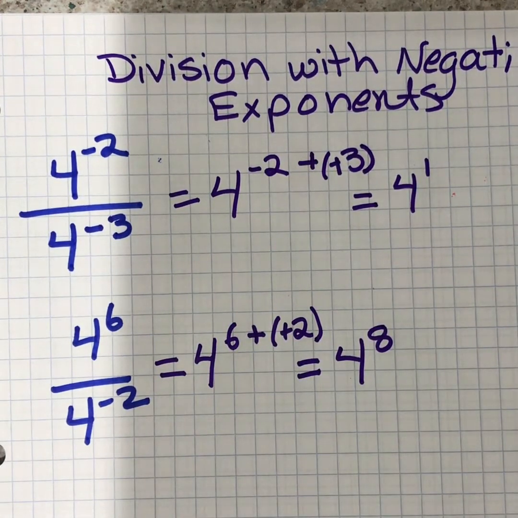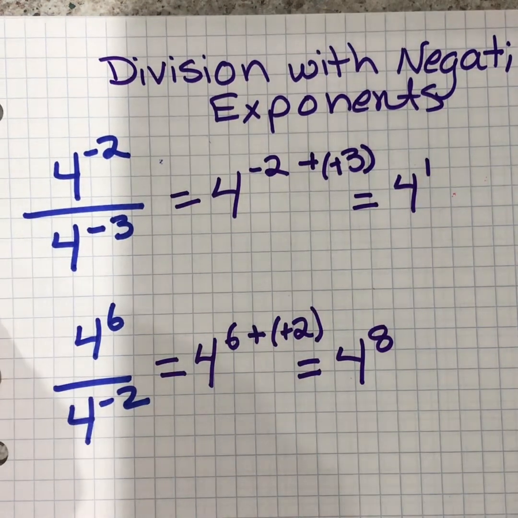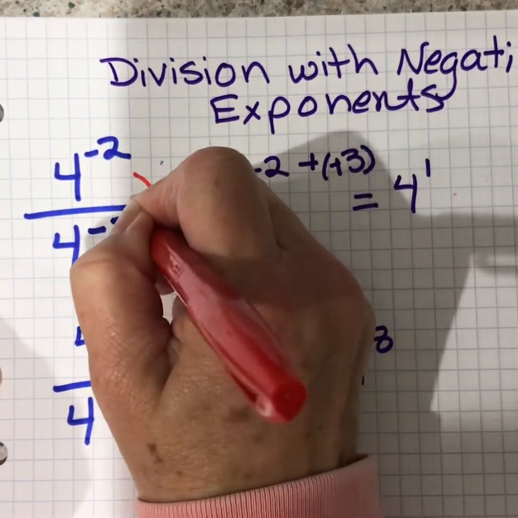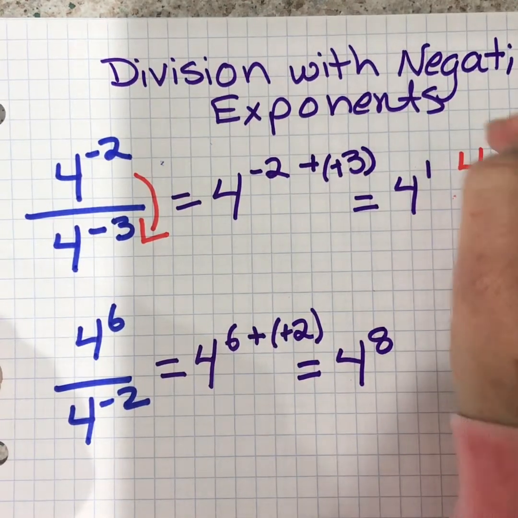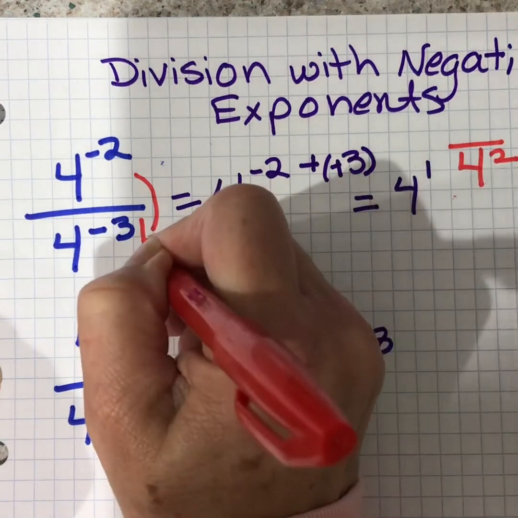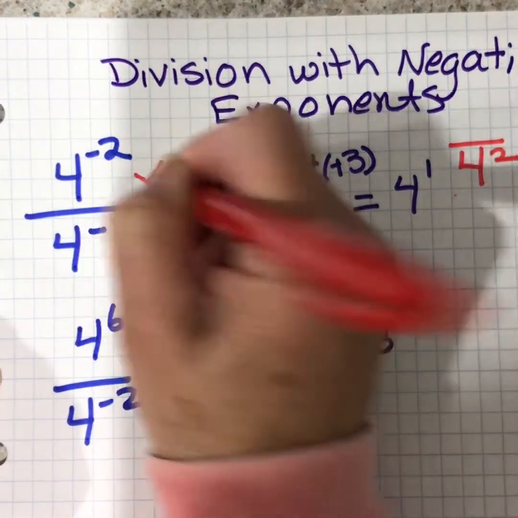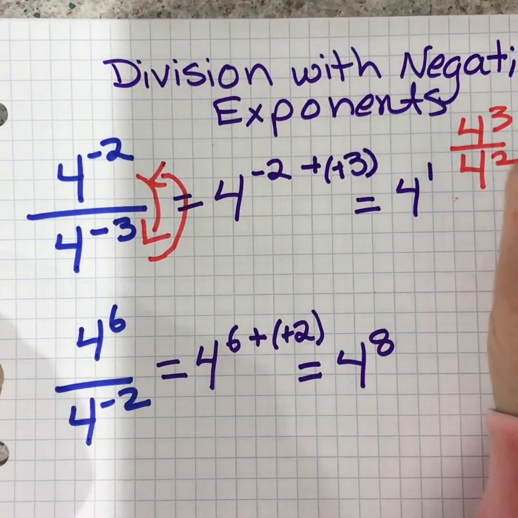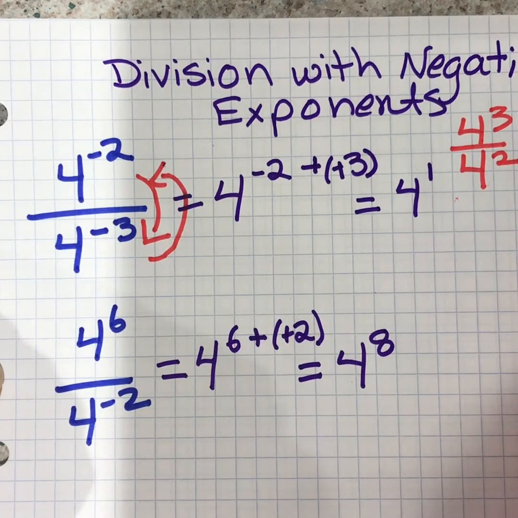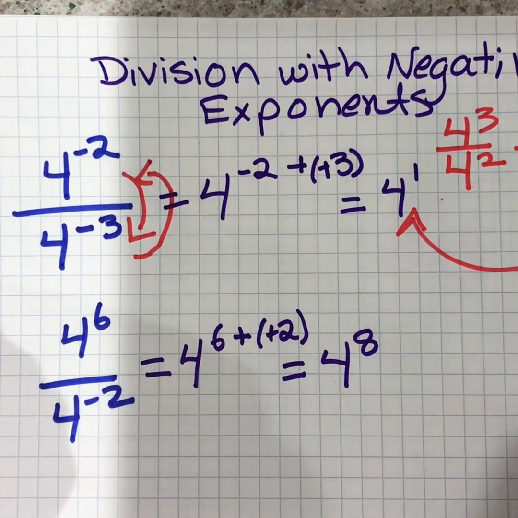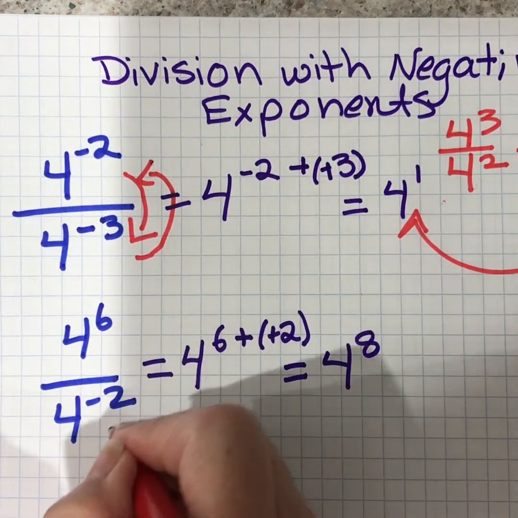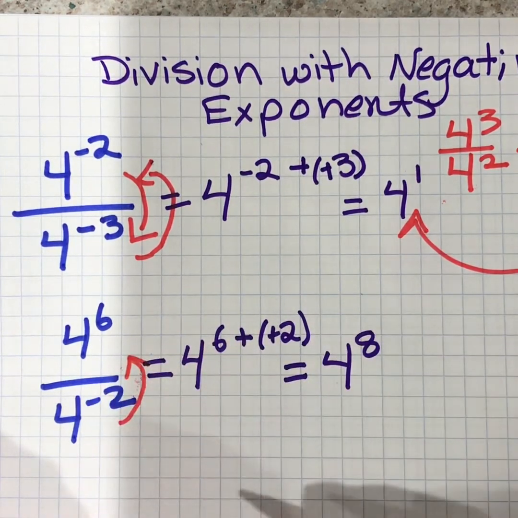But we could also rewrite the problem by removing the negative exponents. And we do that by flipping them. So the 4 to the negative 2 is rewritten as 4 to the second on the bottom. And then 4 to the negative 3 is rewritten as 4 to the third on the top. And now when we do 3 minus 2, we end up with 4 to the first power. Same answer.